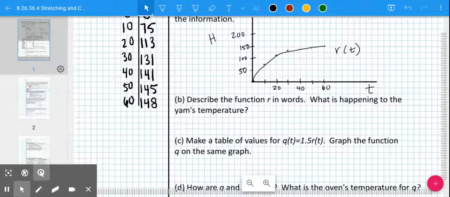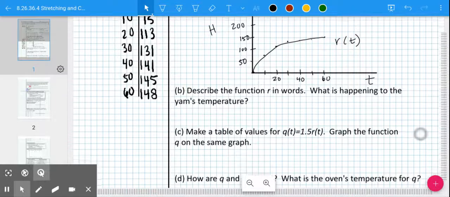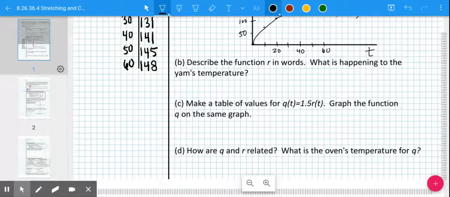Now we're going to take part C, and in part C, they ask us to make a new table. We are going to make this table by multiplying all of our R of t outputs by 1.5. Go ahead and generate that table and make the graph for part C.